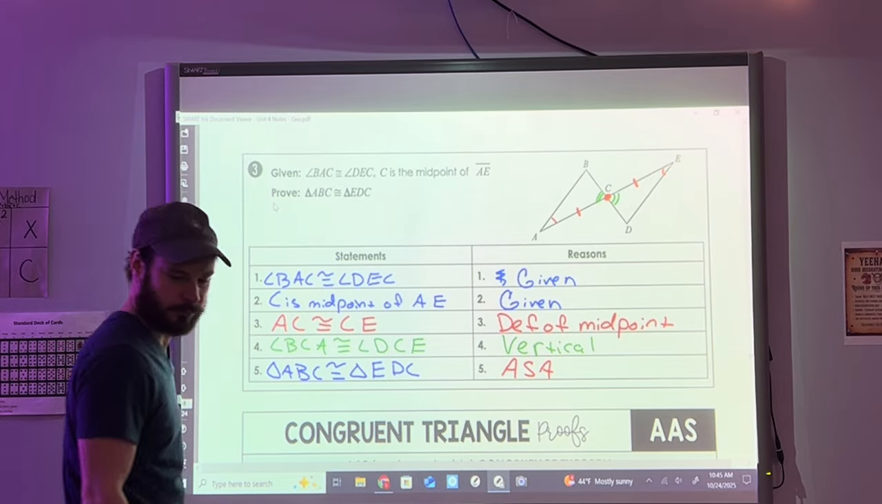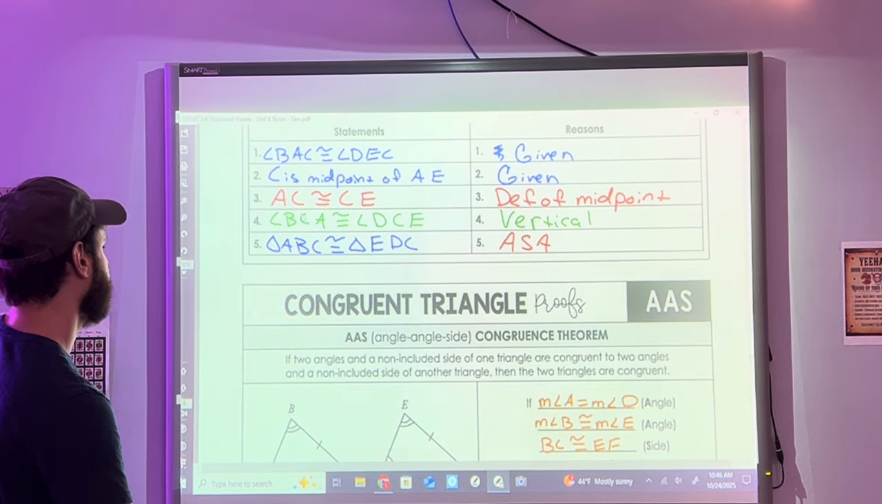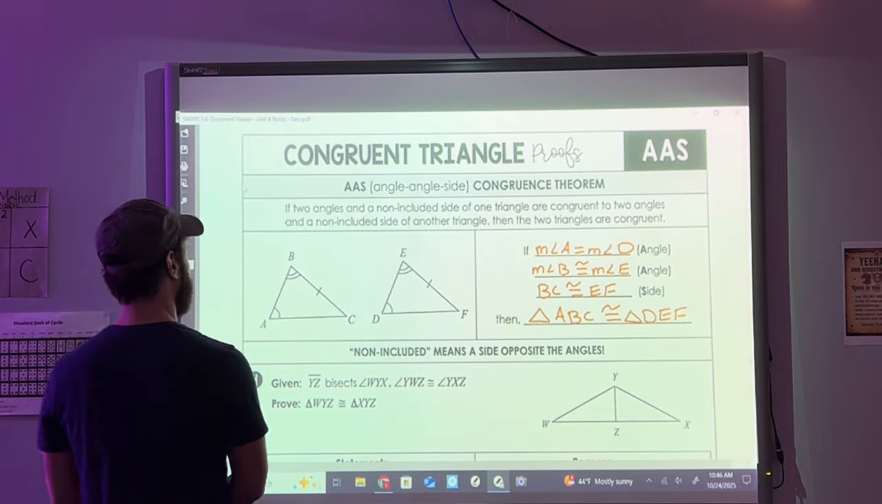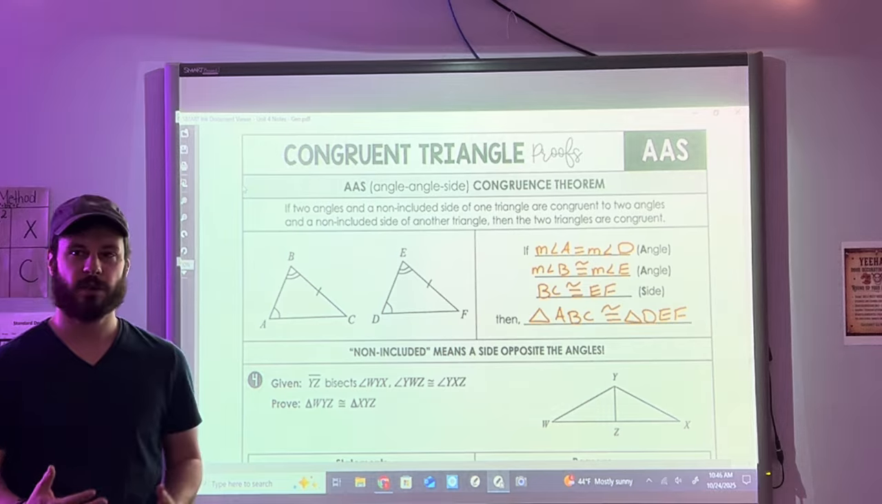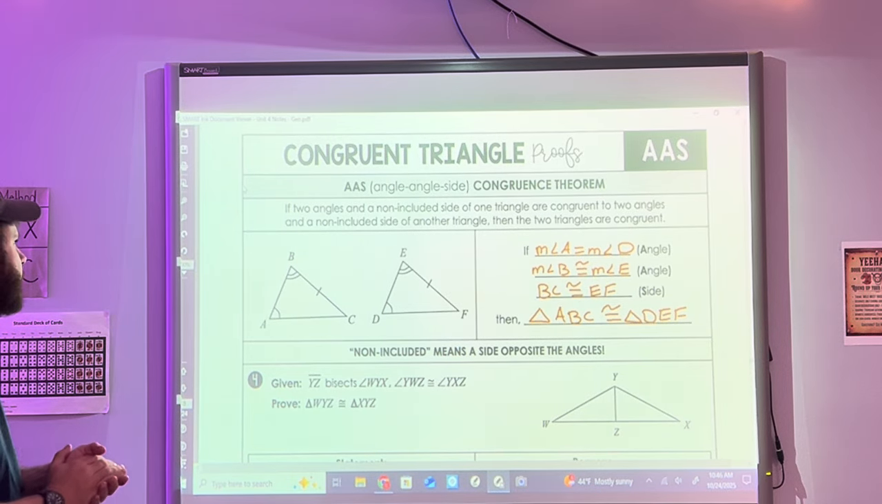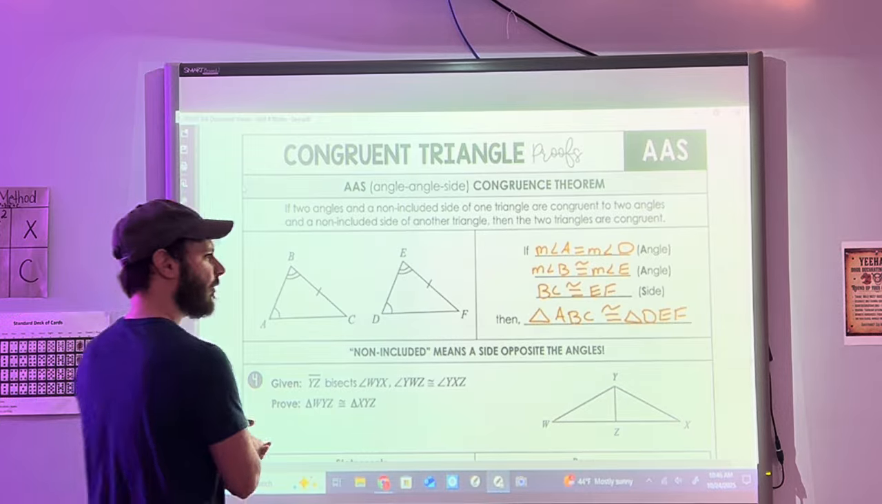All right, next one. Angle, side, angle. Okay, so this one might be tricky. This one can be definitely tricky. Angle, angle, side. I don't know what I said before. Angle, angle, side. Now, remember the first one that flowed, right?